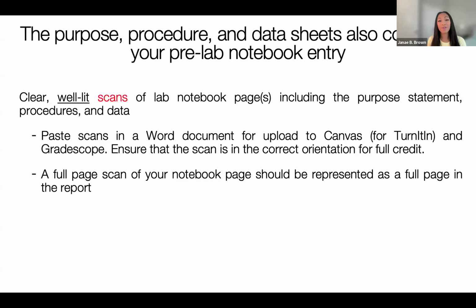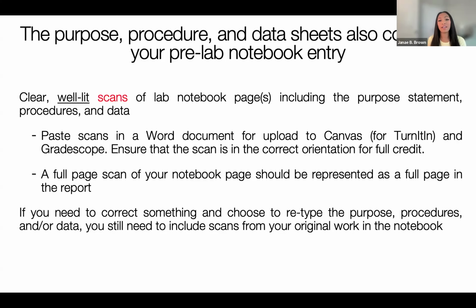So I ask that you incorporate a full page of your lab notebook as a full page from that Word document. If you need to correct something from your pre-lab, maybe you wrote things in the wrong tense, maybe you're not happy with how your purpose sounded, whatever that correction might be, you might want to retype that section. So whatever the component was, you could do the purpose, the procedures, your data sheets. You still need to include scans of your original work, even if you decide that you want to retype that original content. We need to see that it was in your notebook in the first place.